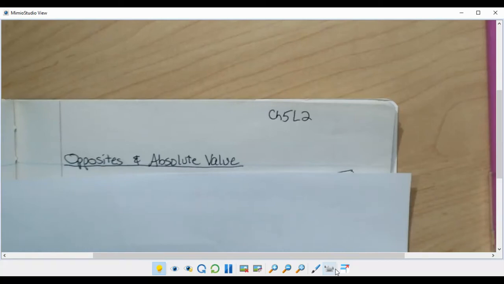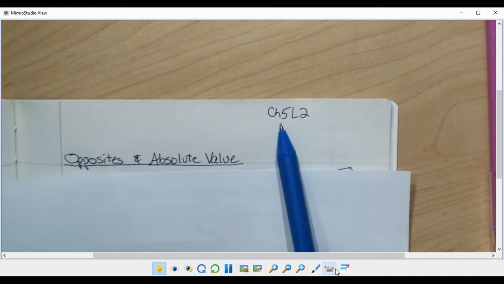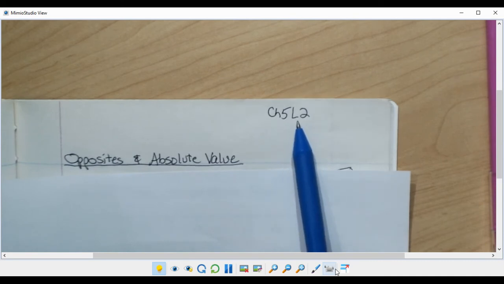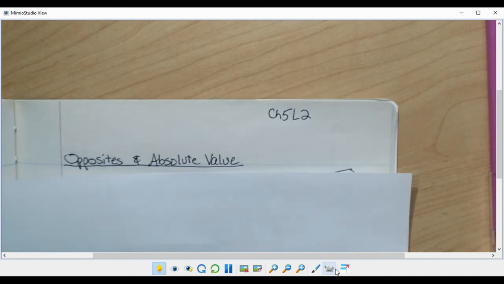So today we are going to continue our study of negative numbers, of integers, and we're going to talk about opposites and absolute value. If you need to look something up in your book, this will be chapter 5, lesson 2. Now, I'm going to start off by saying opposites and absolute value are so easy and so obvious that you're going to second guess yourself. You're going to say it can't possibly be that obvious of an answer. It is. It's okay. Don't second guess yourself.